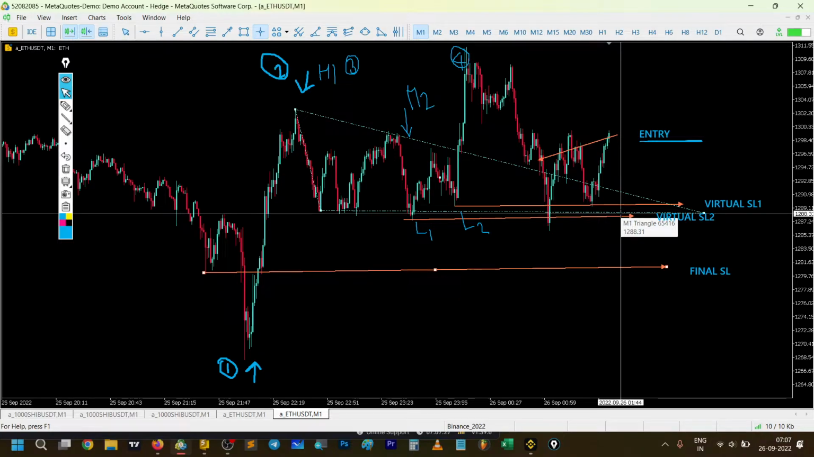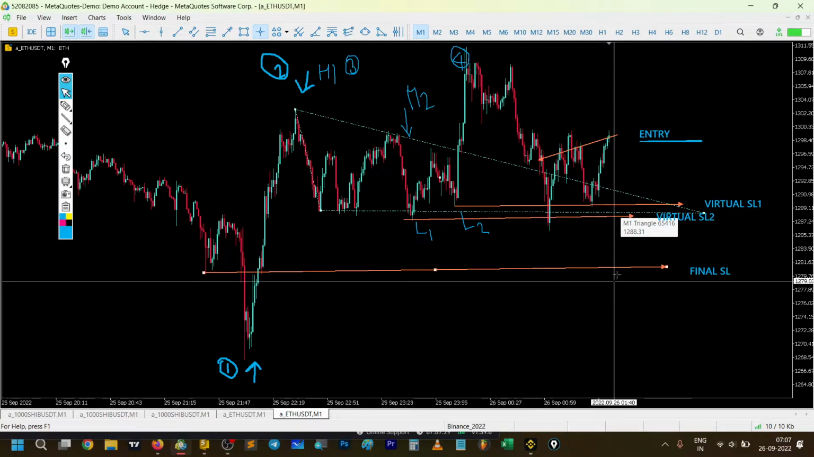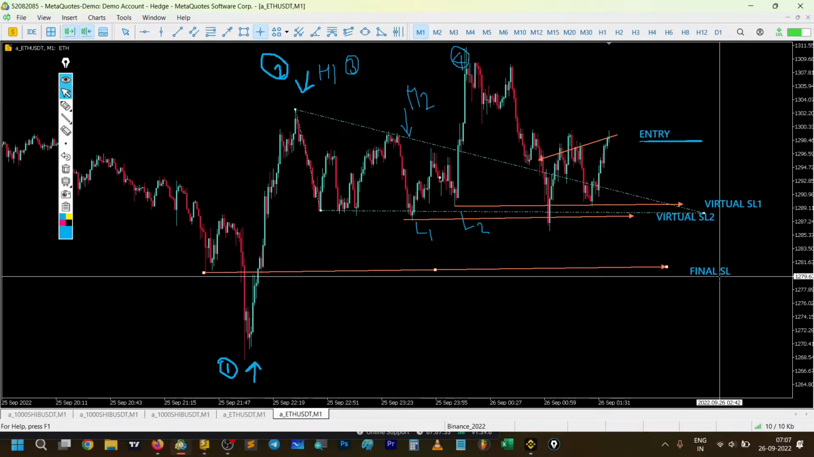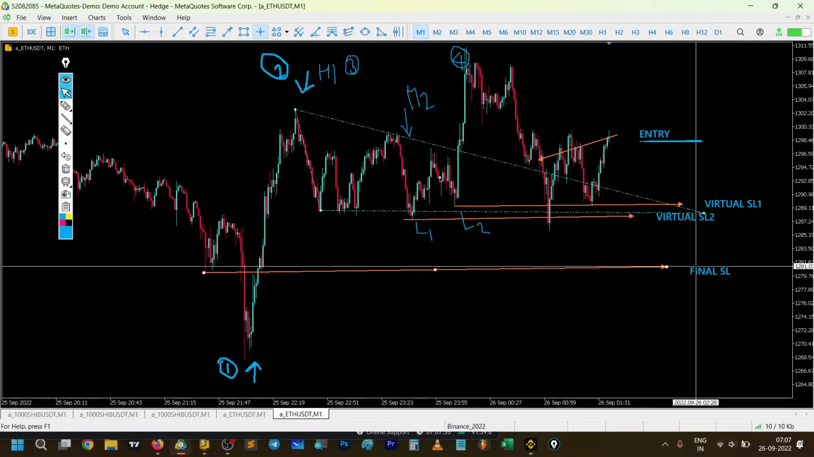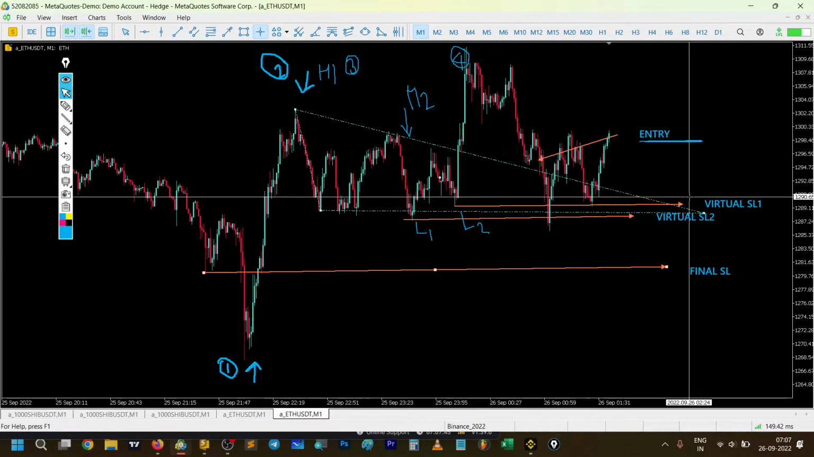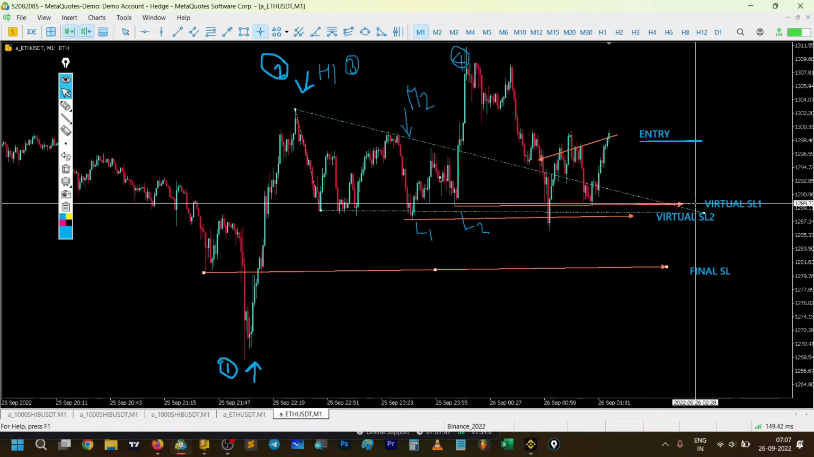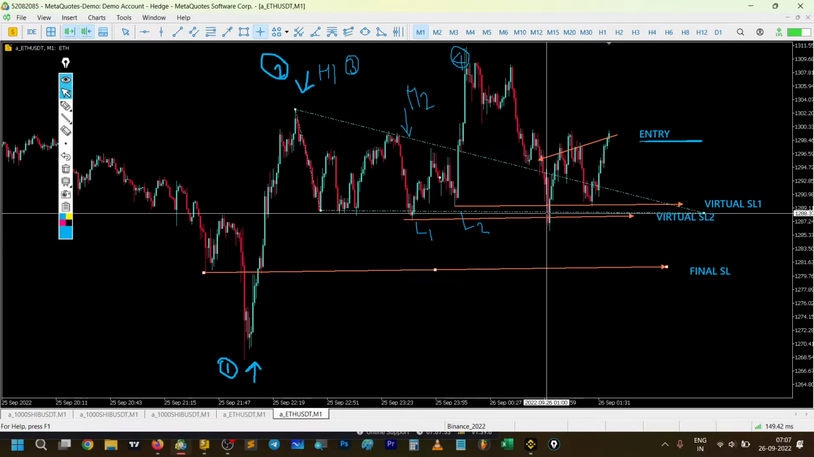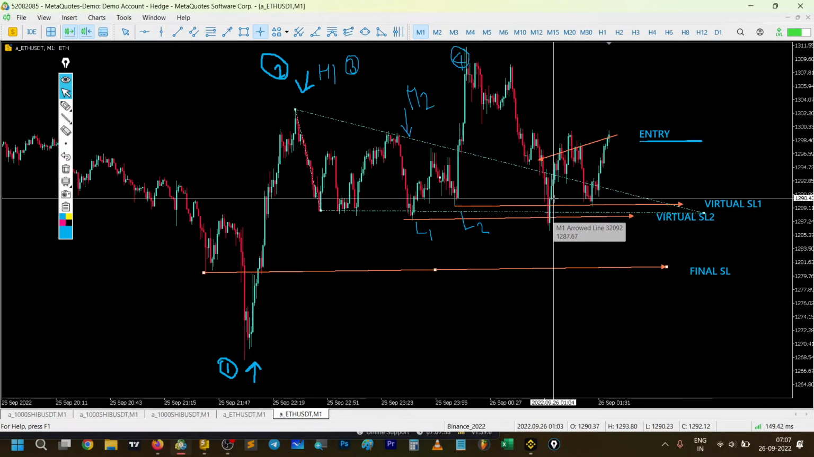Let's say if you are risking 10% here, then if price comes down to here to hit the final stop loss, then your risk should also be only 10% of the capital. So it's all regarding money management. If you work with a very tight stop loss like virtual SL1, where usually scalpers add stop loss, they are often kicked out of the market, so it's not going to work.